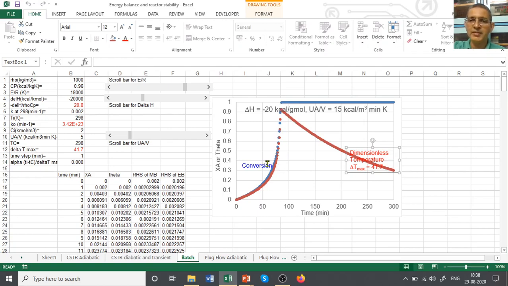And this is what causes our runaway kind of conditions. You see, initial increase is gradual, but then it picks up very quickly because energy of activation is high. It increases with temperature very dramatically, and then as the reaction picks up, you get a big exotherm.